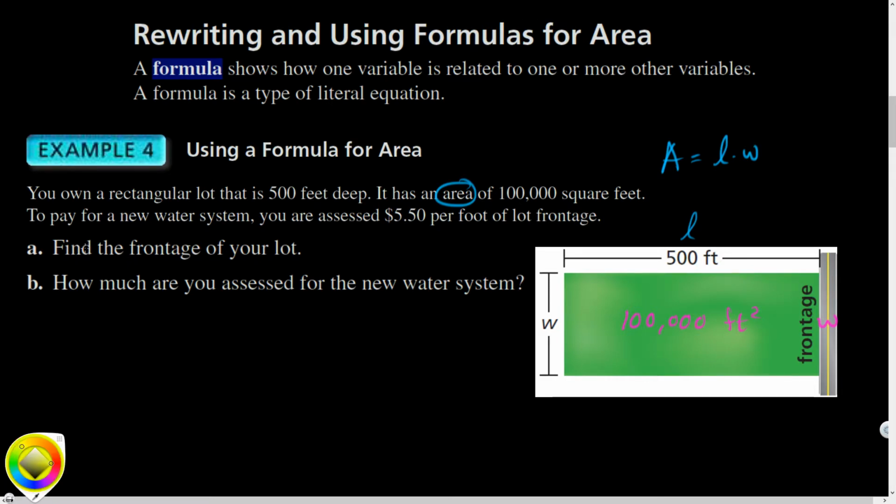Let's do this first. Let's find a formula for the frontage of my lot. Okay, so for part A, let's write down this formula. A is equal to L times W. How could I solve this for W? Oh, we'll get there. You're already solving the real problem. I'm solving the formula first. How could I rearrange this formula so it's no longer a formula for area, but it's a formula for the frontage of the lot? Right, Jacob, you with us?